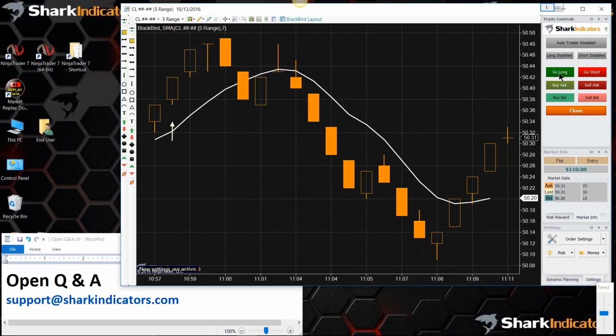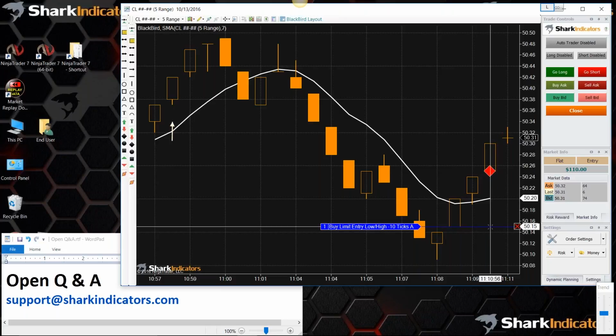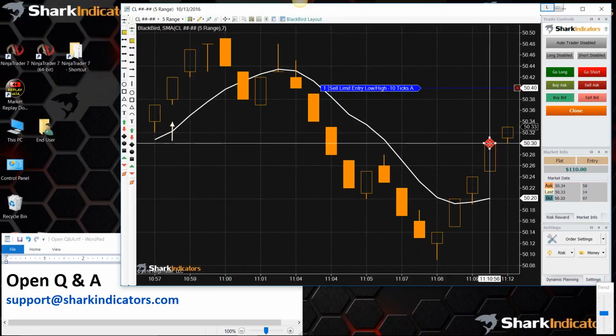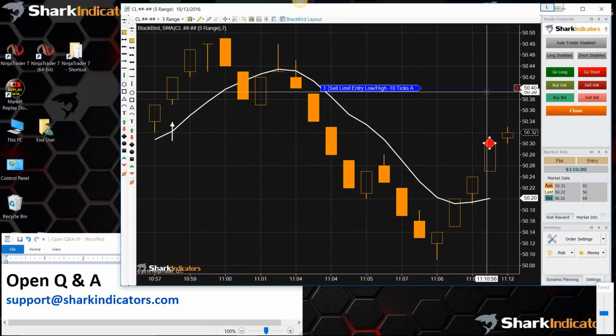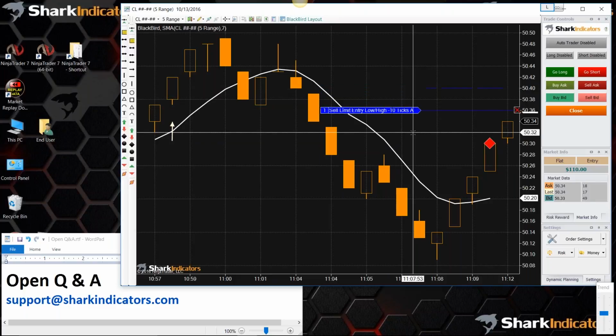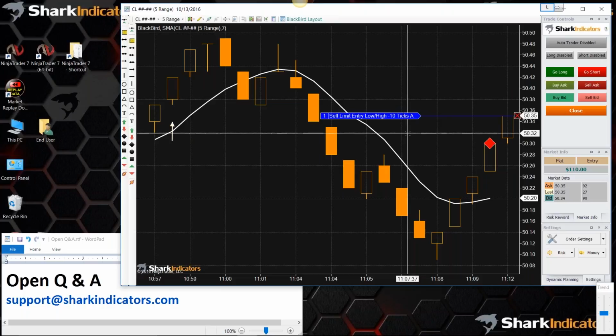So if I want to go long, what did it just do? It took this price and then subtracted 10 ticks to put our limit entry way down here. And if I go short, it will take the high of the bar and then add 10 ticks and place my limit order way up there. And then I could pull my limit order down, like so.